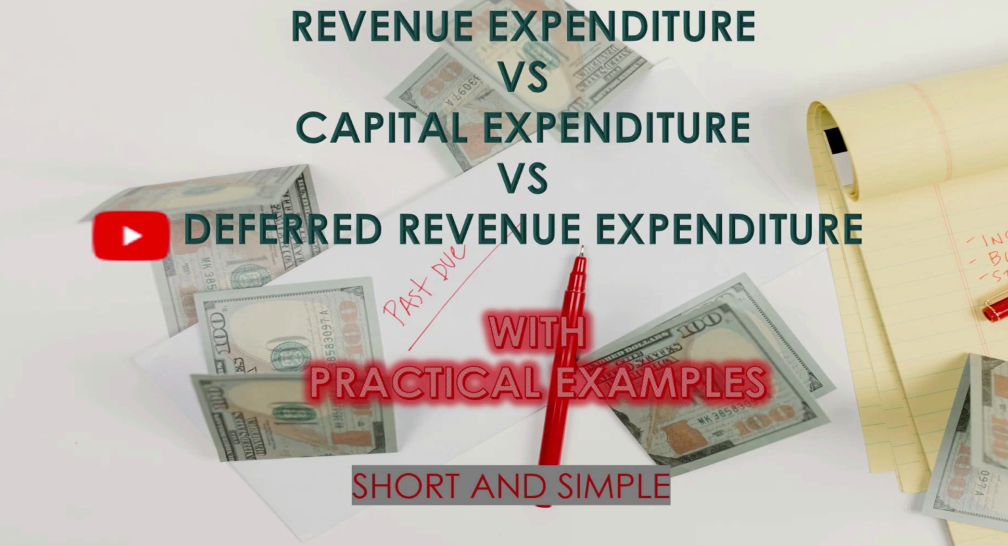Revenue expenditure, capital expenditure, and deferred revenue expenditure. So we'll understand the meaning of these three and then the differences between these three. It will be very short but simple, and at the end I will give you some really good examples which will help you to understand the topic even better. So let's start with it.